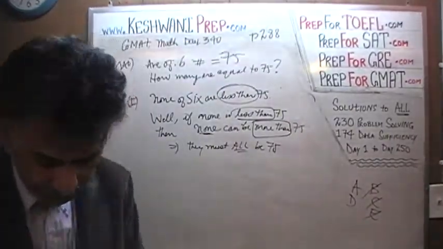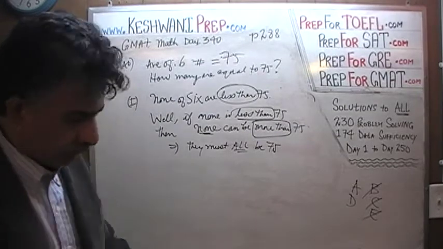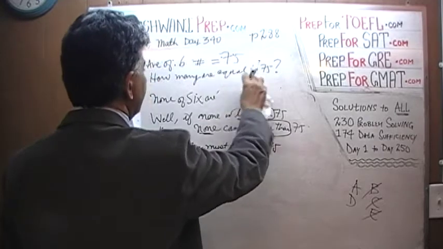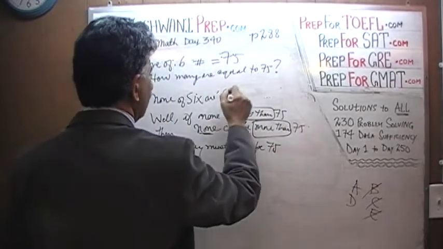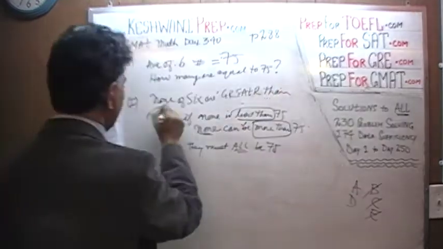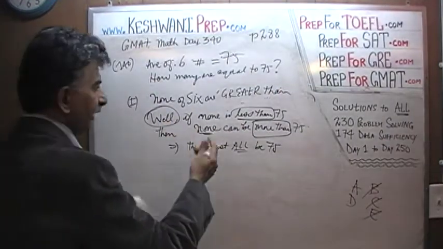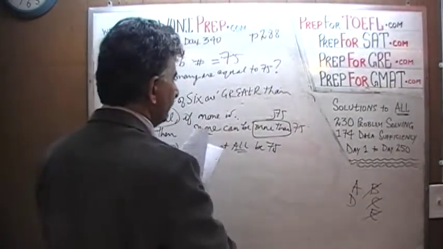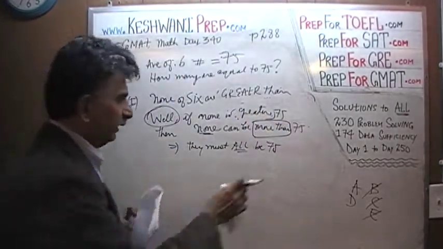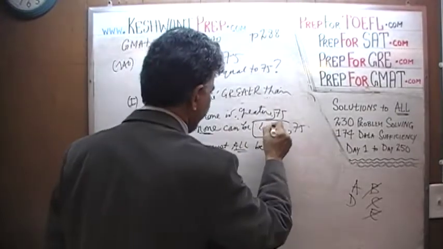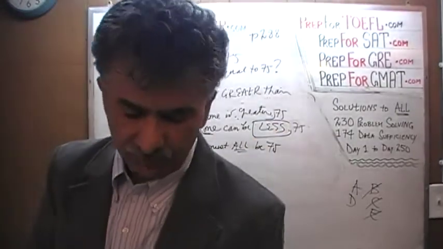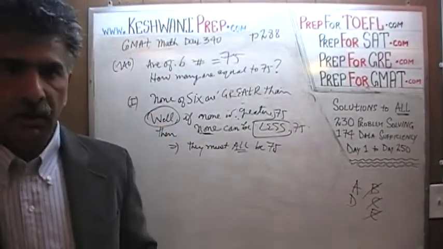In the second statement, they tell us that none of these numbers are greater than 75. Well, if none is greater than 75, then none can be less than 75. They are all 75. The exact same logic would apply, except in the reverse direction.